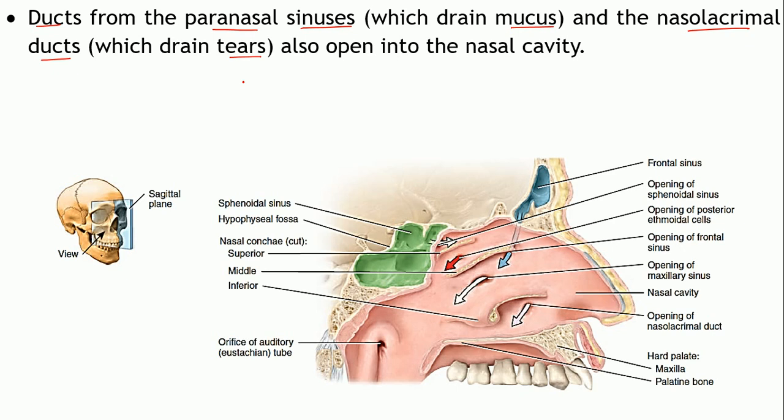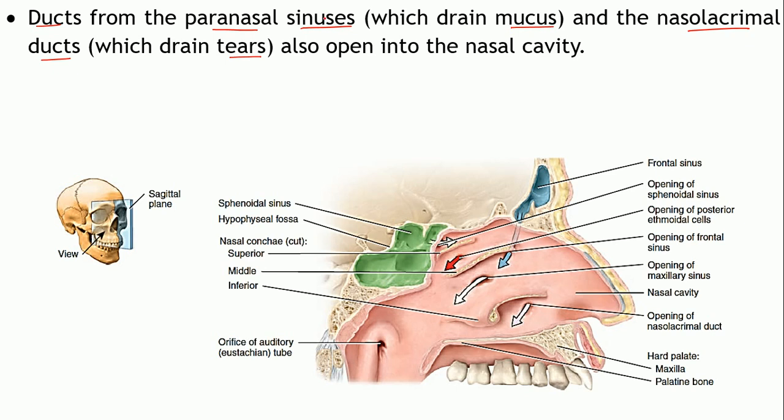See, when you are crying, what happens? Your nose starts running, right? Why does that happen? That is because of all this drainage, it increases. Okay. So, there are sinuses.